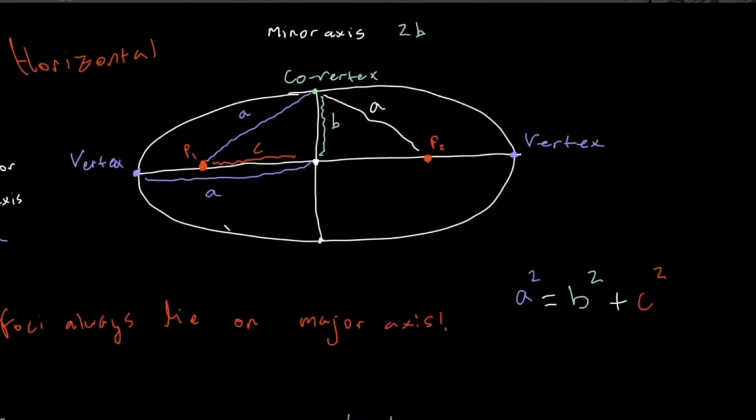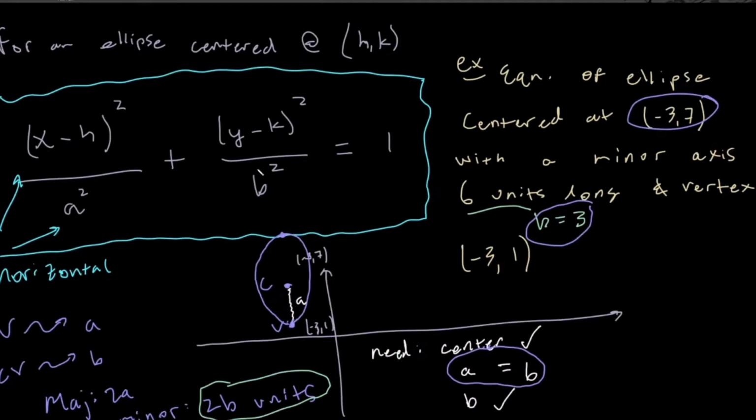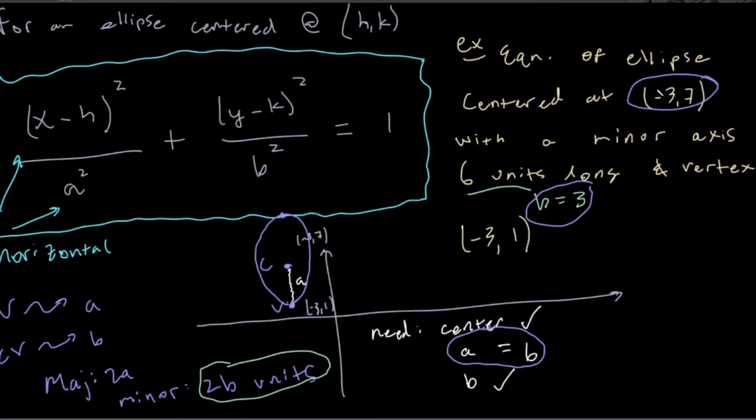So let's go back to the picture. The distance between the vertex and the center is always A. And likewise, the distance between the co-vertex and the center is always B. Always, always. And the co-vertices and vertices will switch locations depending on the orientation. Cool. I know this is a lot, but it's going to be easy real soon, y'all. So now we have the center, A, and B.